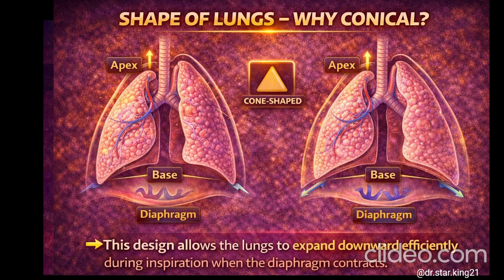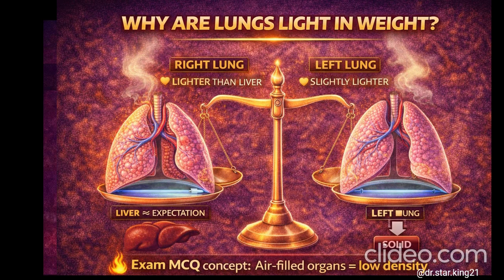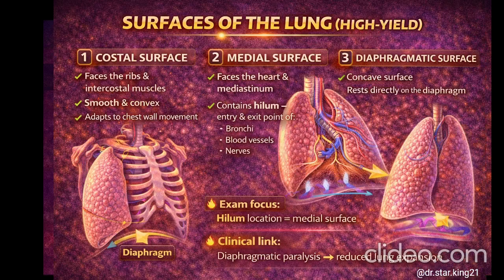Now, many students doubt why the lungs are light in weight despite their large size. Because they are filled with air. The right lung is heavier due to the liver side, whereas the left lung is slightly lighter due to the cardiac notch. From the exam point of view, remember that the air-filled organ with low density is the lungs.